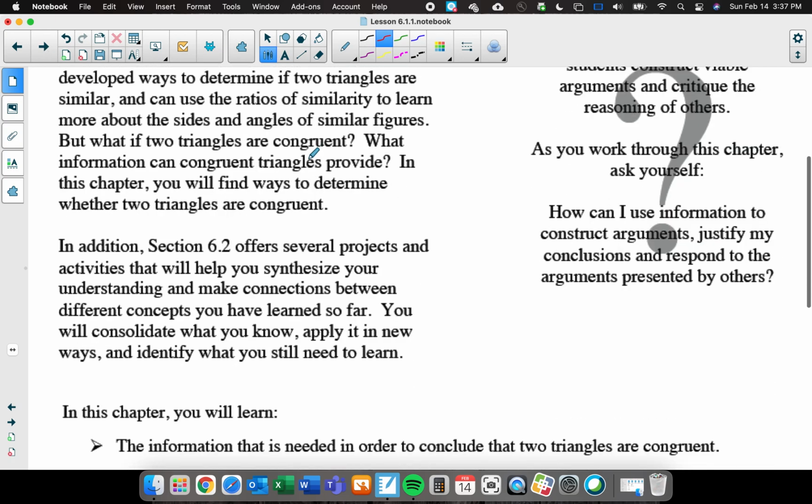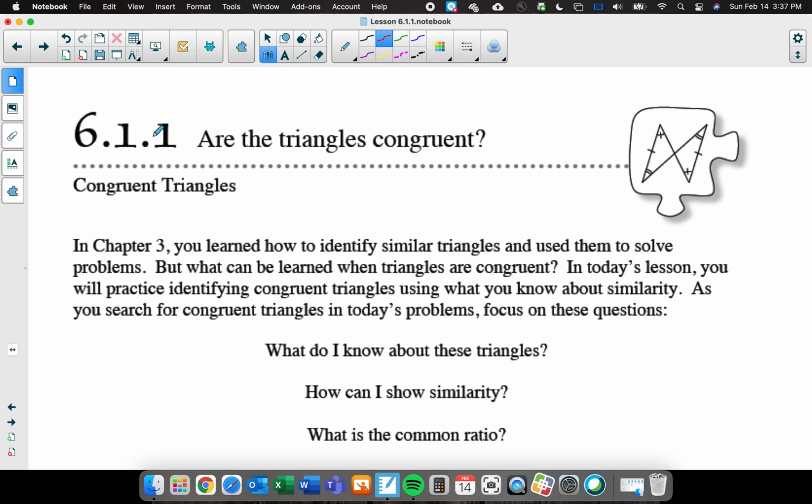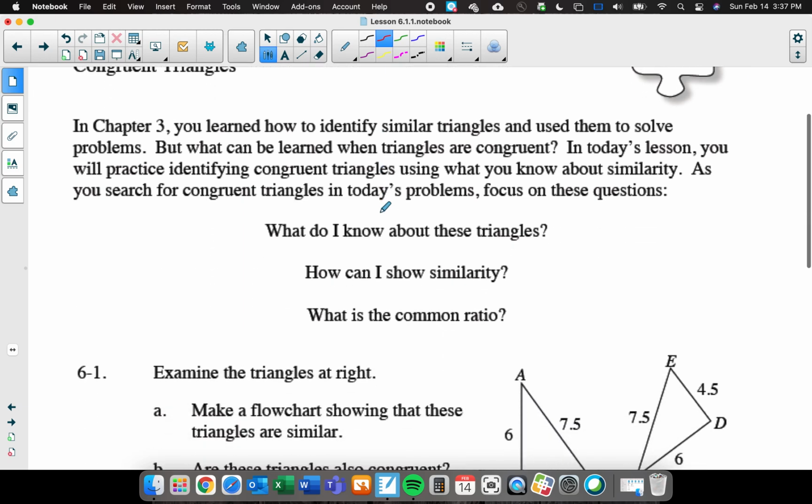We kind of already talked about this, so I'm not going to worry too much. We are only going to do the 6 ones in this chapter, along with some other stuff. So congruent triangles, if you take a look, in Chapter 3, you learned how to identify similar triangles and use them to solve problems. But what can be learned when triangles are congruent? In today's lesson, you're going to practice identifying congruent triangles using what you know about similarity.